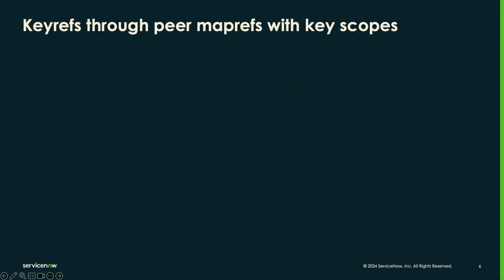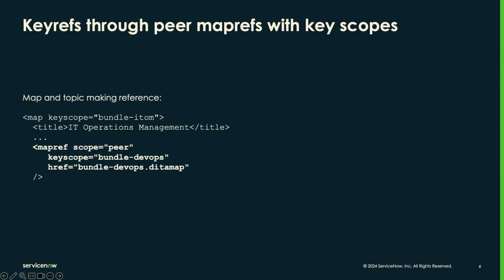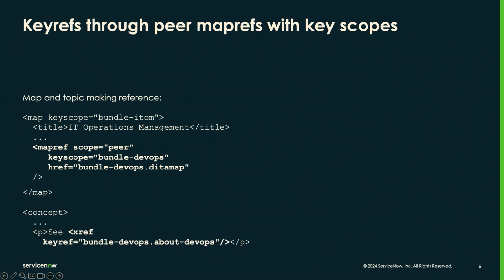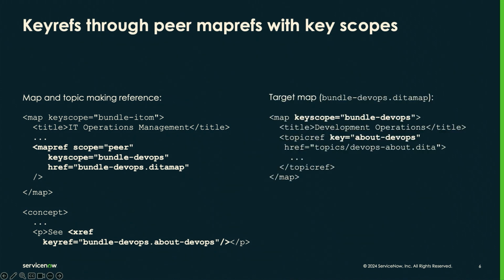This is a feature that we added in DITA 1.3, and it allows you to have cross-references from topics in one publication to topics in a different publication. And this works by making key references through peer map references. So I have a map with a map ref with the scope equals peer, and it has a key scope. And then somewhere in a topic, I have a cross-reference that references that scope and that key, and then we have our target, right?